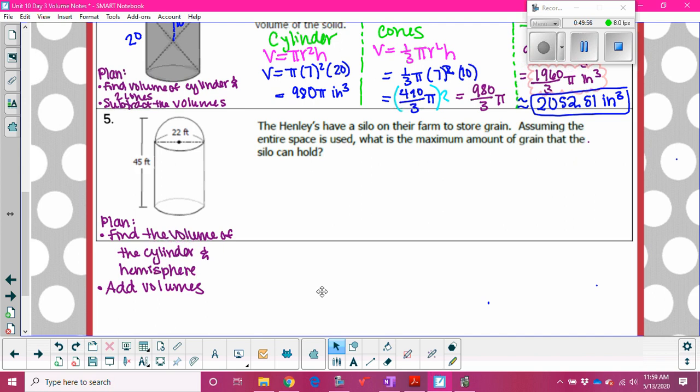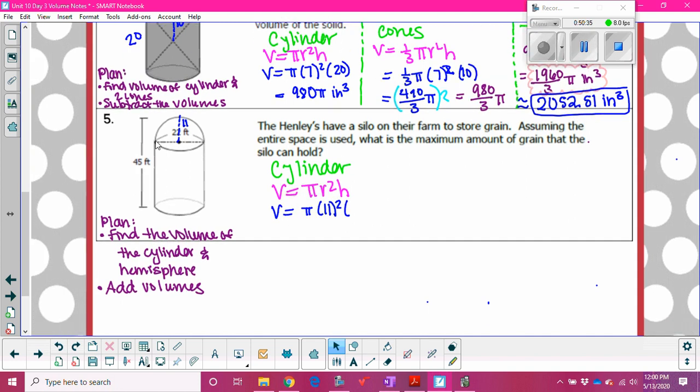Okay, so let's look at the cylinder. We know that the formula for the volume of a cylinder is pi r squared times the height of the cylinder. Let's fill in with what we have. The diameter is 22, meaning that the radius from the center to the outside will be 11. So we have the volume equals pi times 11 squared times the height of the cylinder, but I have the height of the whole thing.